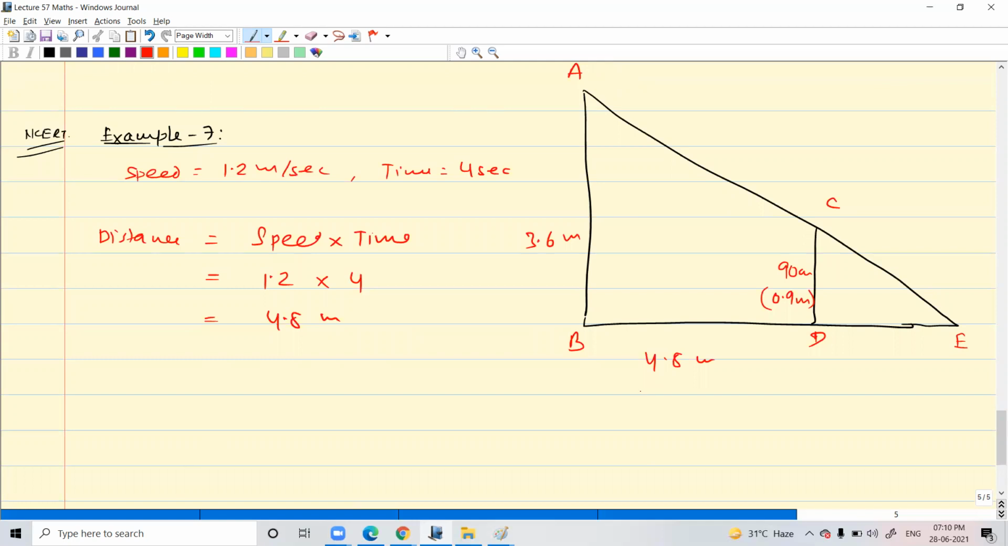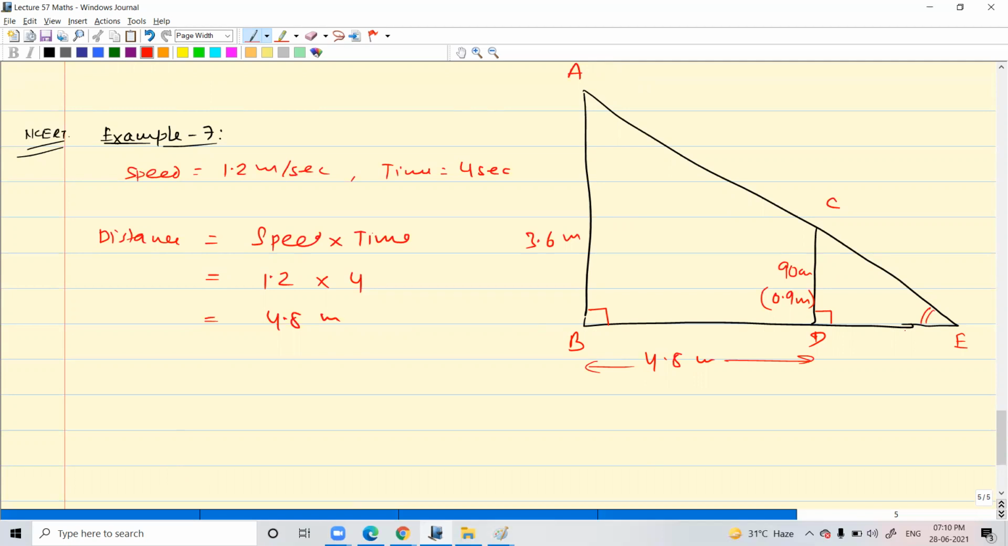So we have found this distance to be 4.8 meters. We'll prove that triangle CDE is similar to triangle ABE, sir. Yes, absolutely. Because both of them are right angle triangles. So we know that one of the angles is 90° already. And one angle is common, sir. Yes, this angle E is common.